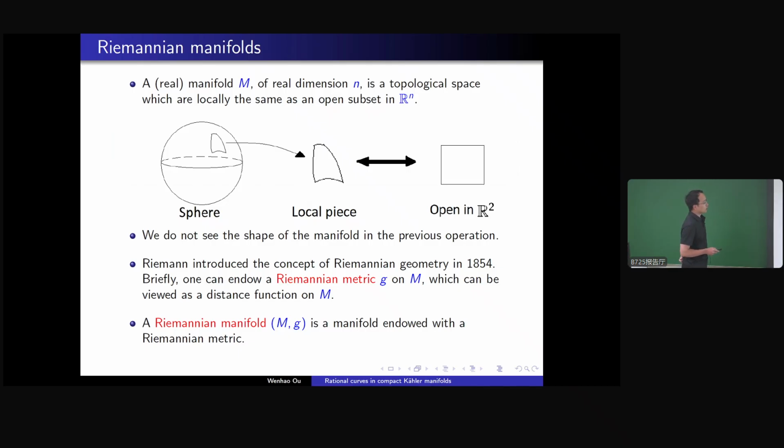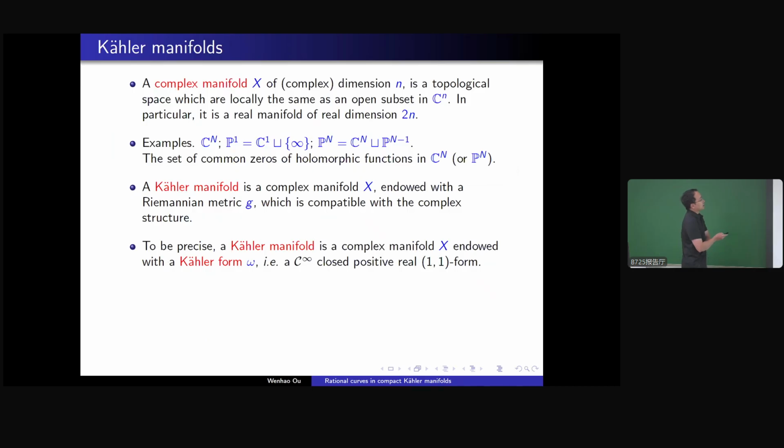For example, here we visualize that the upper edge of this local piece is shorter than the lower edge of this piece. That distance is measured by a certain Riemannian metric. So this is the notion of Riemannian manifold. It's on real manifolds. And I study complex geometry, so my object will be complex manifolds.